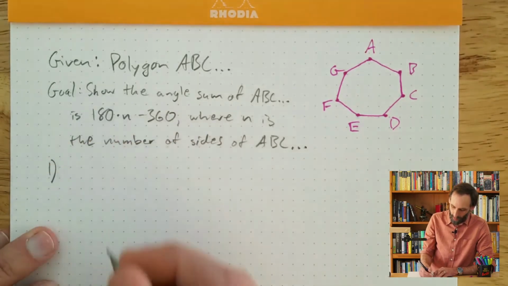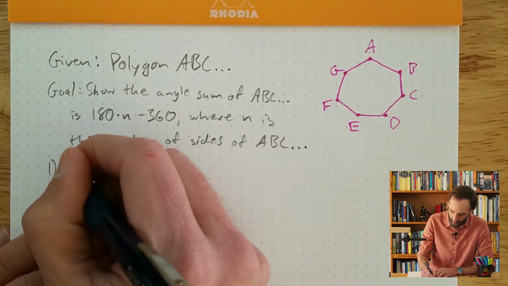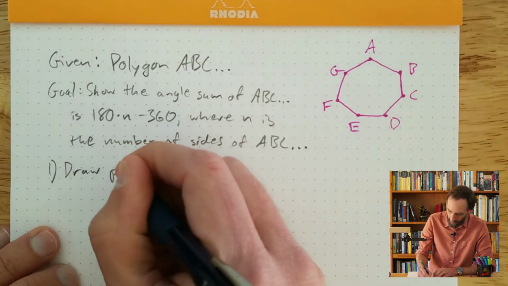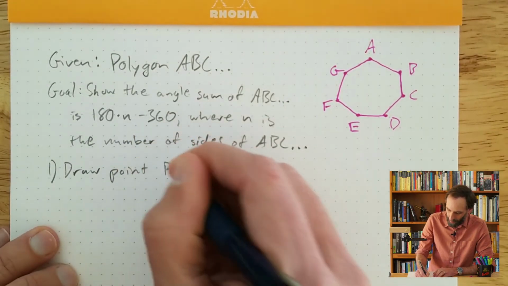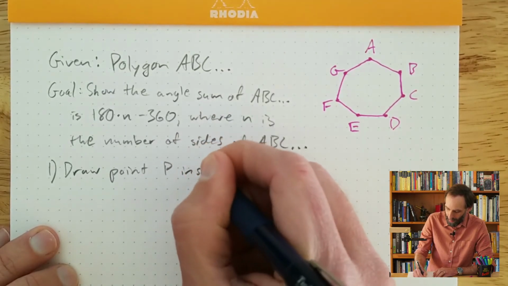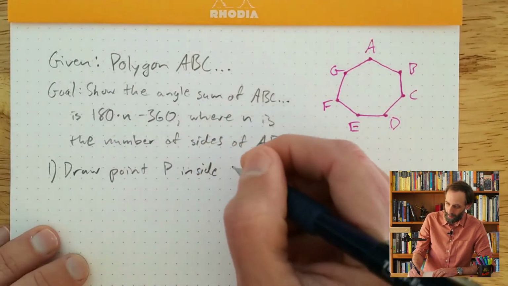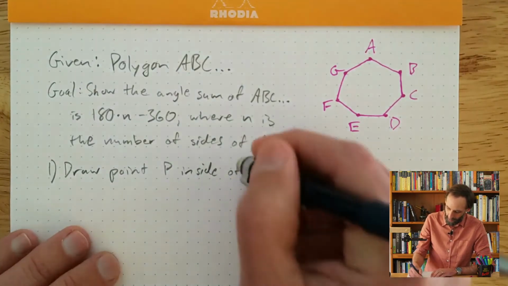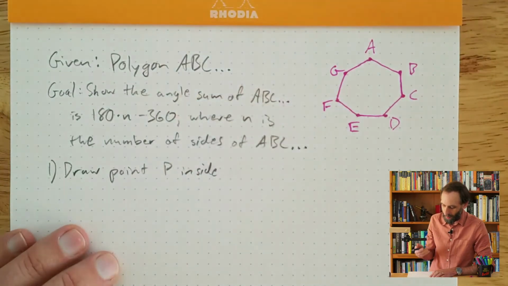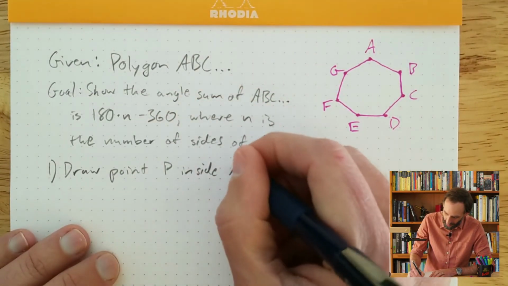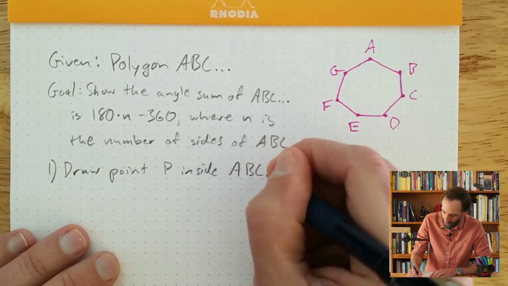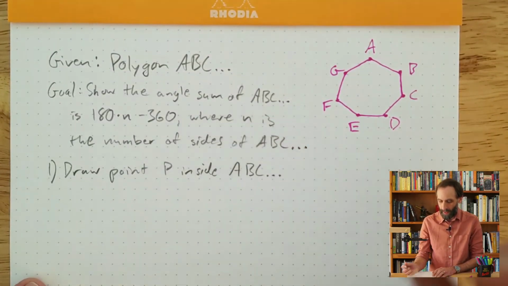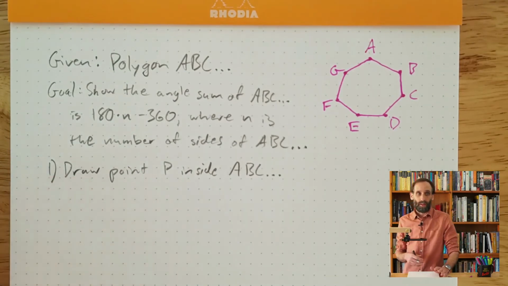So step number 1, I'm going to go ahead and just say draw the point P inside, or in the interior of, the polygon ABC dot dot dot.